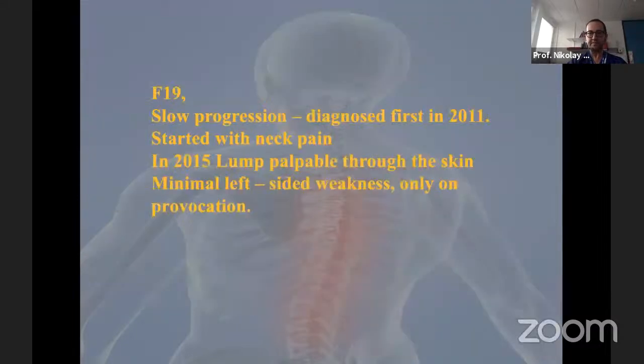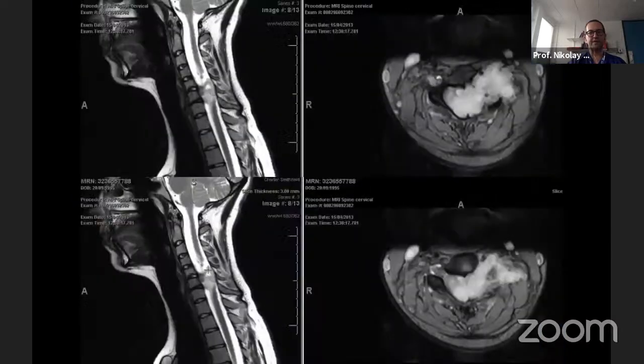So my case, it was a 19-year-old girl with a very slow progression of a tumor, first diagnosed in 2011, started only with neck pain. This was actually followed by somebody who I have inherited. He was working in my place, and then I joined in Belfast in 2015, and I started following this girl. At the first consultation, I noticed that she's slightly dragging her leg. I started following her closely, and then finally we decided to go and operate.